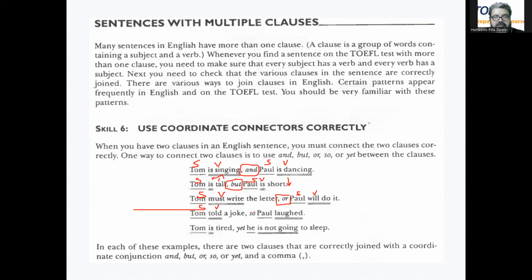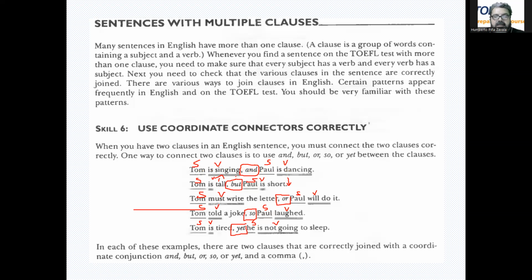Tom told a joke. So, as a consequence, therefore, Paul laughed. Okay. So it's giving me the idea of cause and effect. And Tom is tired, yet, kind of a surprising result based on the premise. He is not going to sleep. Okay. So notice that we have a sentence with a subject and a verb on each side of the connector.